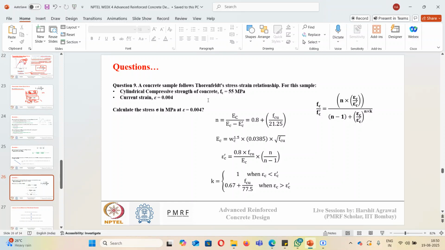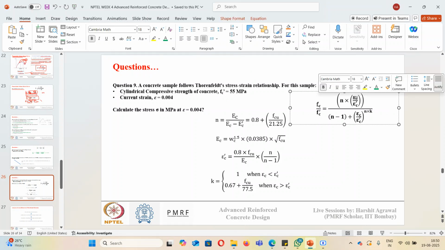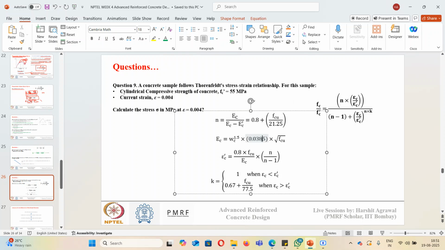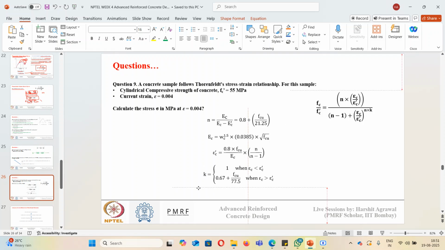Okay, so if you see here, we know fc dash. This we know. And we know epsilon c, the strain at which we need to estimate the stress. We don't know epsilon c dash, we don't know the value of n, and we don't know the value of k. So in this equation, I'll just reduce the size so that I can copy it here.